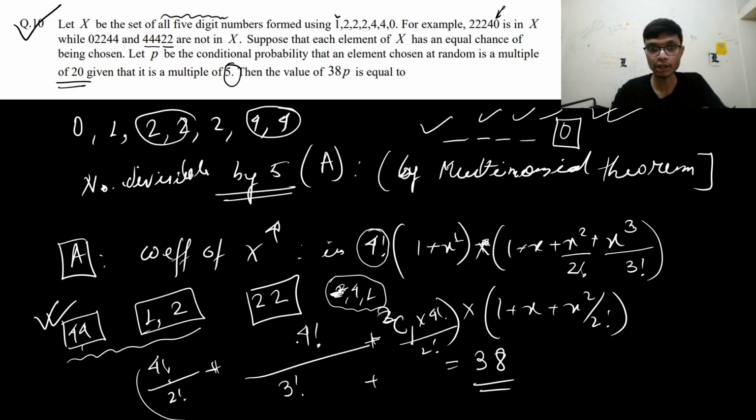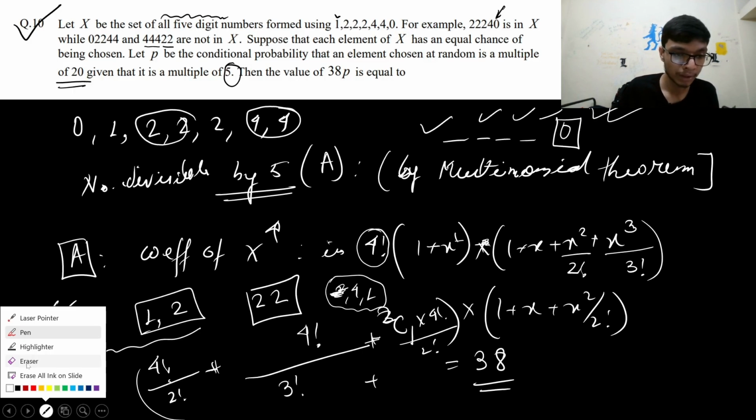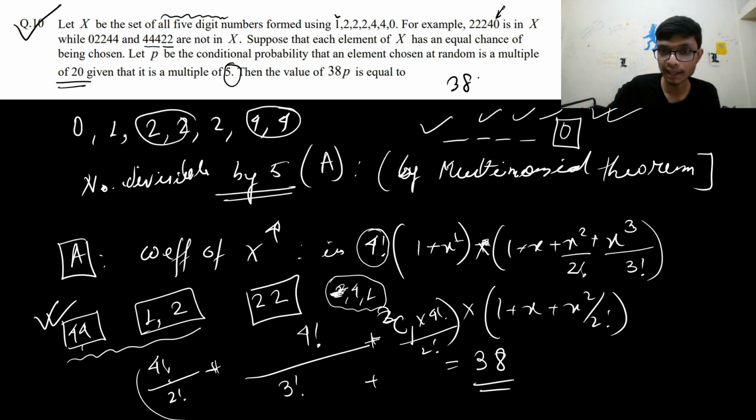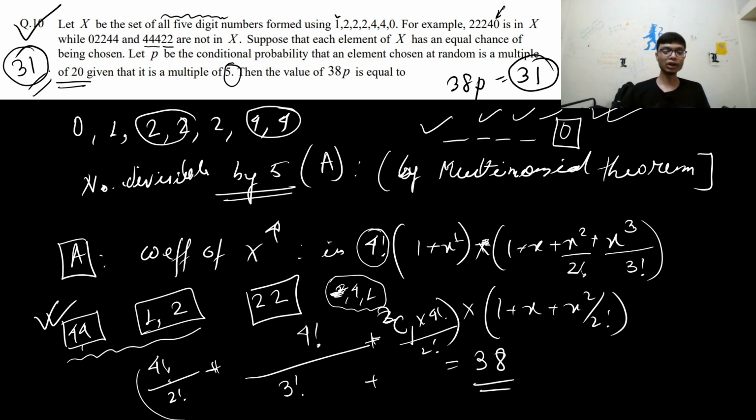We have to find the value of 38 times P. If we find 38 times P, the value will be simply 31. So the answer to this particular problem is equal to 31. I hope this numerical type question was clear. Now this is a simple problem, well, not very simple, but you can think of how to make cases and then definitely approach this problem. I hope this problem is clear.